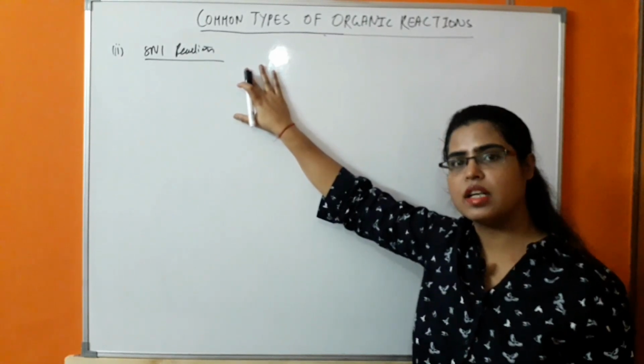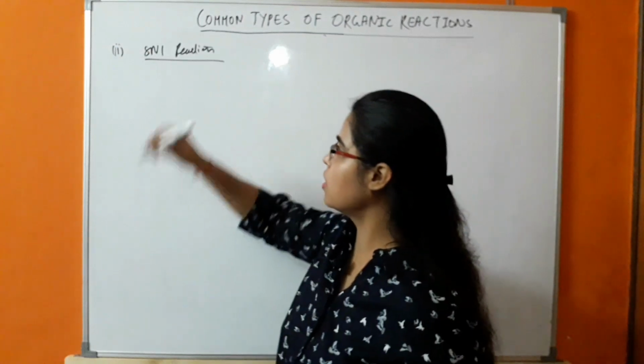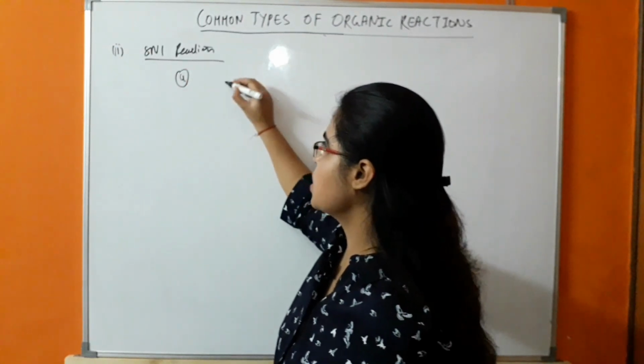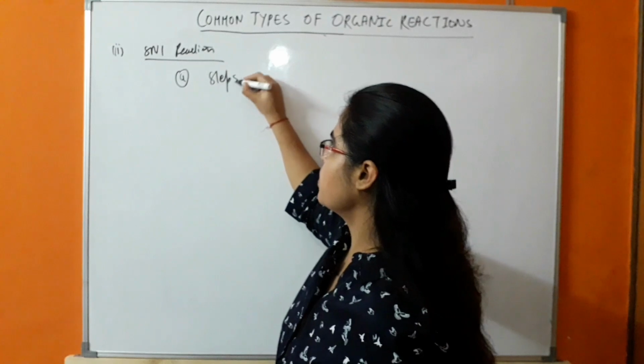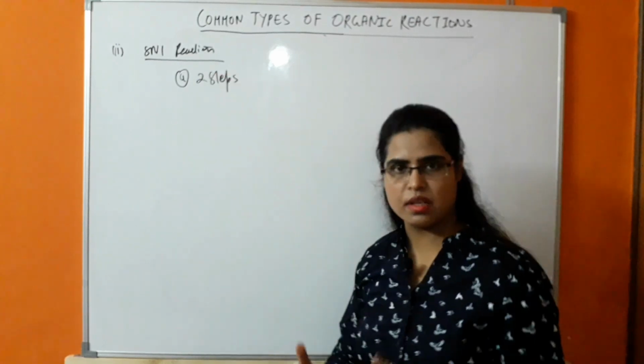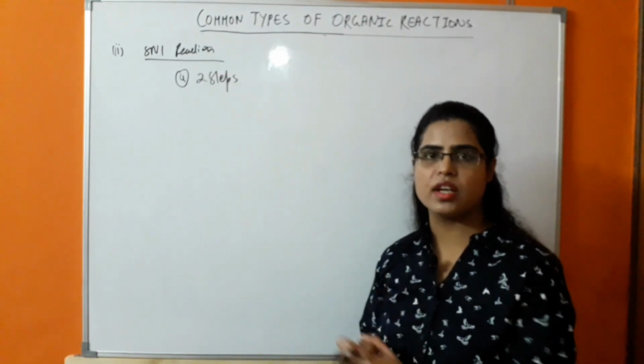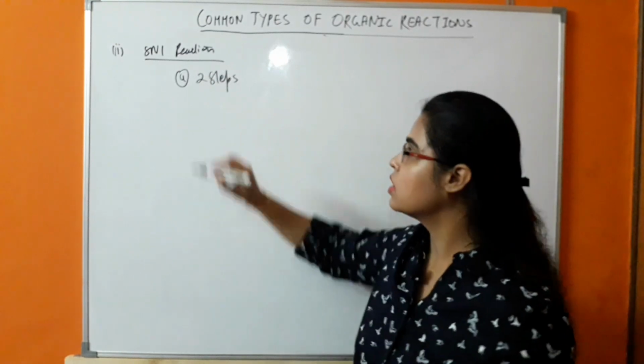This reaction is occurring in two steps. So the characteristic first, this reaction is occurring in two steps. ठीक है, two steps में हो रही है. ठीक है, whereas SN2 reaction was occurring in one step.